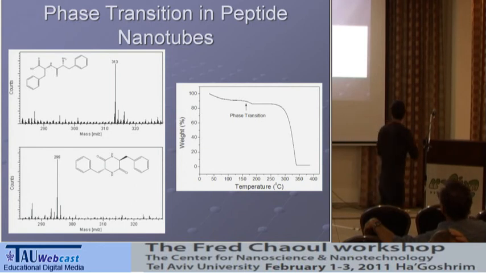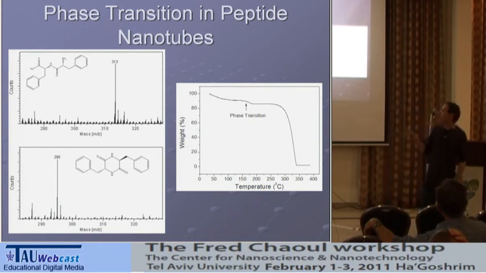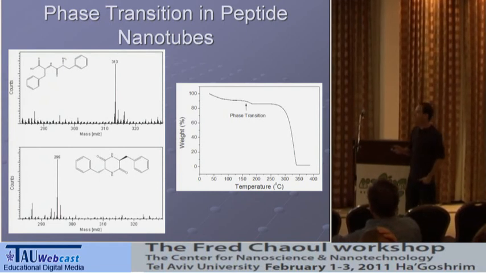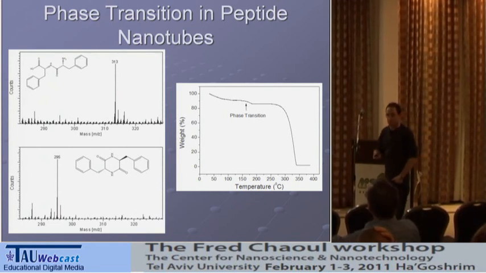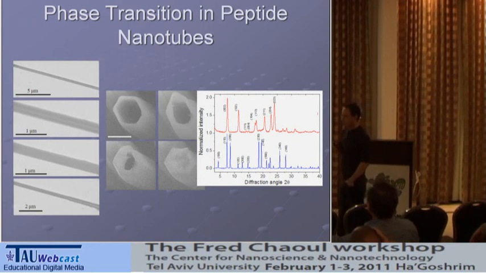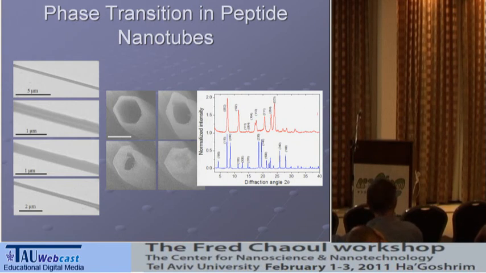And this is ToF-SIMS analysis that confirms our hypothesis. This is the molecular weight of the linear FF. This is the molecular weight of the cyclic FF. And we can see also here in TGA that around 150 we got some sort of phase transition. So what is this phase transition? It's altering almost every aspect of the properties of the peptide nanotubes. Let's start with the morphology.